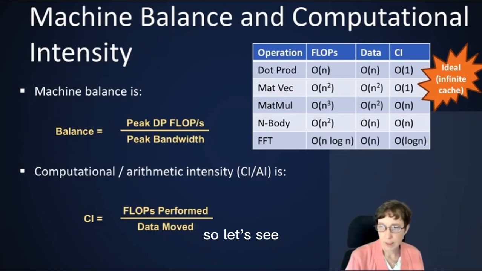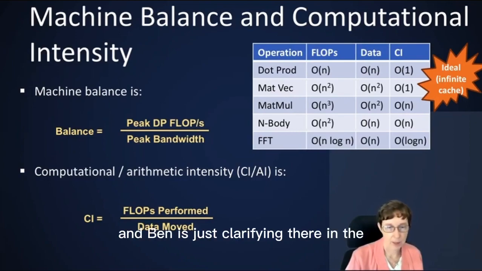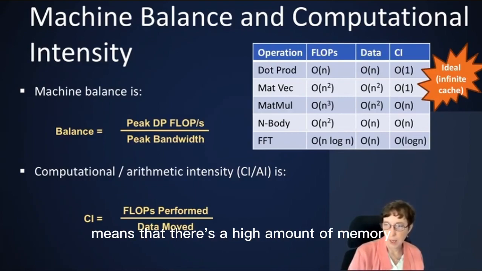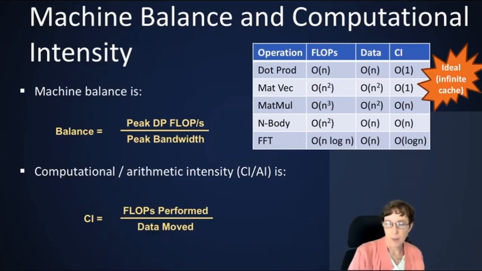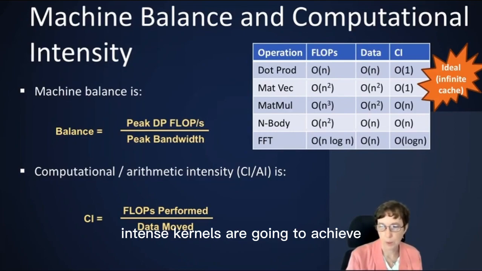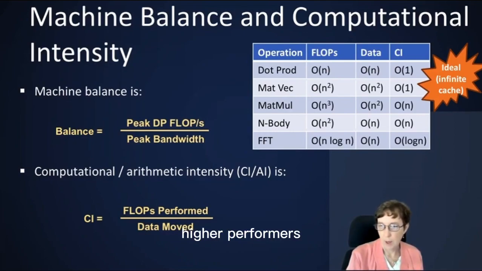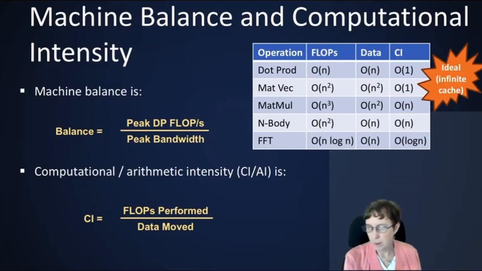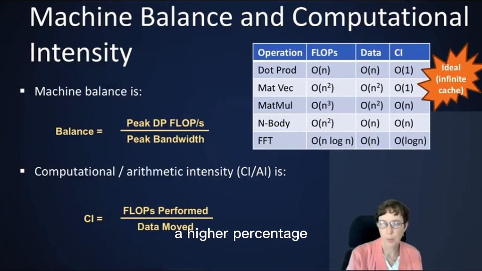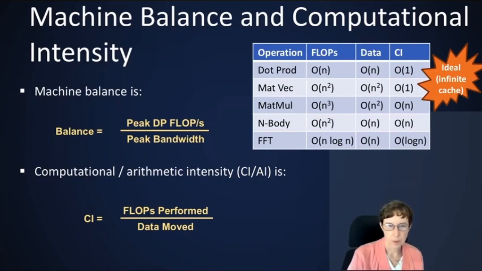So let's see, and Ben is just clarifying there that a lower number means that there's a high amount of memory bandwidth that's going to be required, which means less computationally intense kernels are going to achieve higher performance. So higher computationally intensive kernels will achieve a higher percentage of peak.